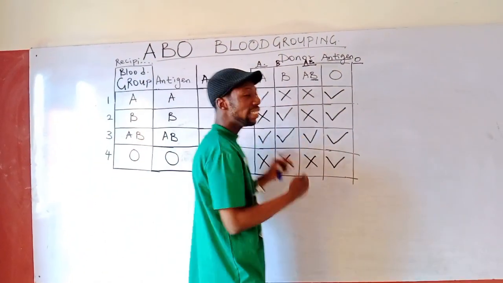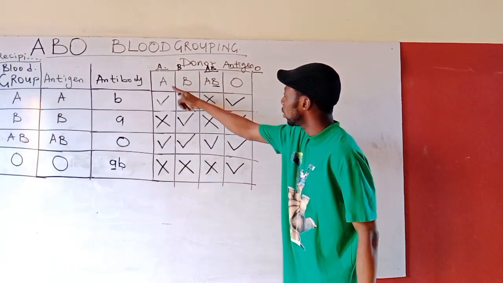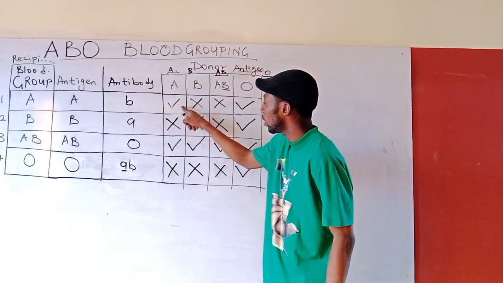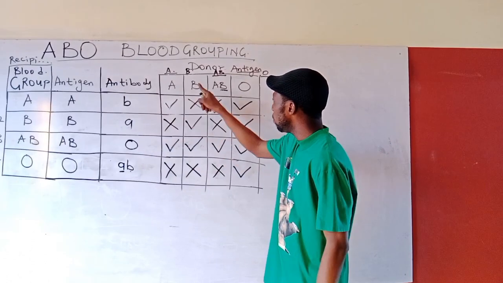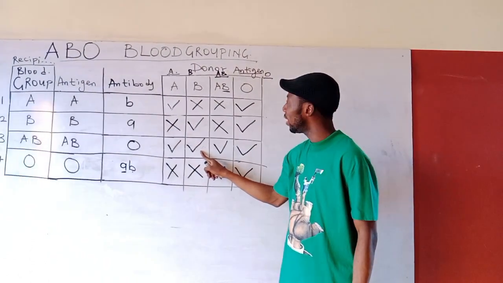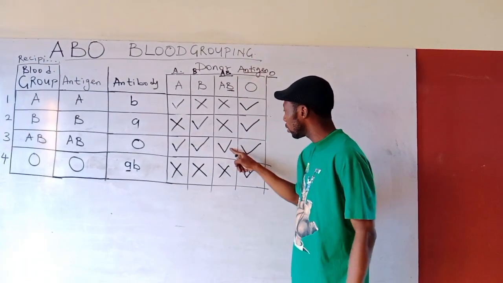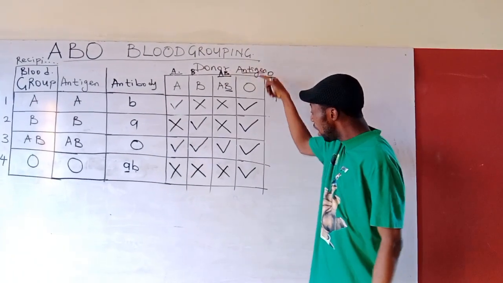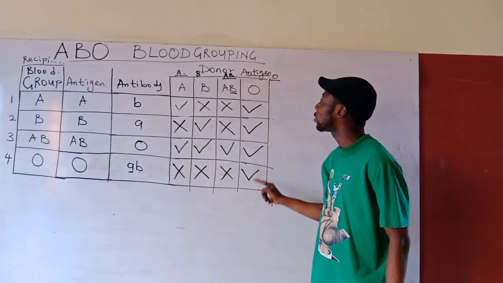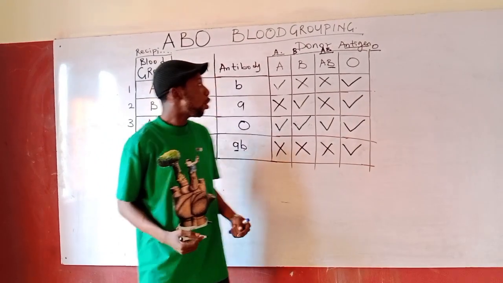Now, on this side, look at the donor side. A can only give blood to A and AB. B can only give blood to B and AB. While AB cannot give to anybody except AB. Then O can give to everybody, but cannot receive from anybody except O.